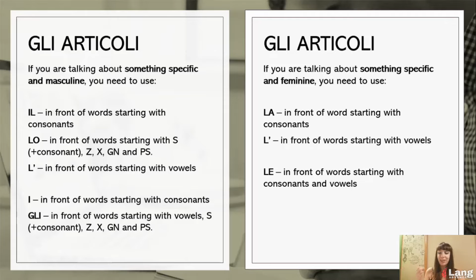Il cane, il telefono will change into i cani, i telefoni when it's plural. Okay, so i is the plural of il. And gli, remember, gli, the sound, is the plural of lo, either when it's the article of S plus consonant, Z, X, GN, and PS, and also in front of words starting with vowels. If it's not clear, I highly suggest you to take notes and read it again. Everything that you need to know is written in this file.